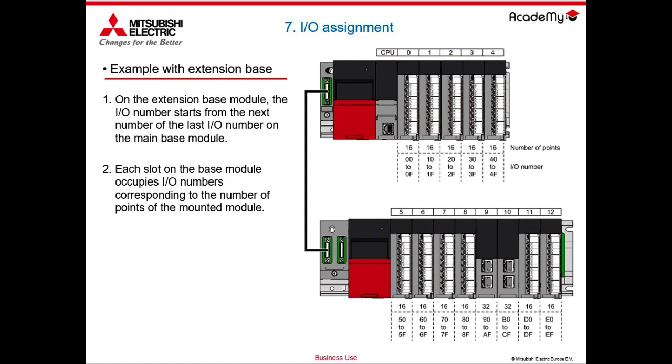In the presence of extension, the concept extends and remains analogous. So we go to the extension base module, the I/O number, and we start from the number following the last I/O number on the main base module. So from 44F we go to 55F. Each slot on the base module has a number of I/O corresponding to the number of points of the module.